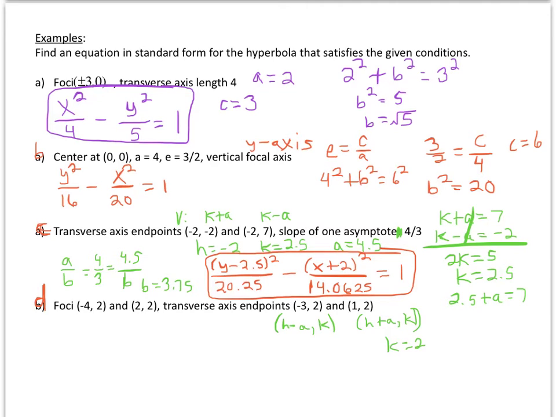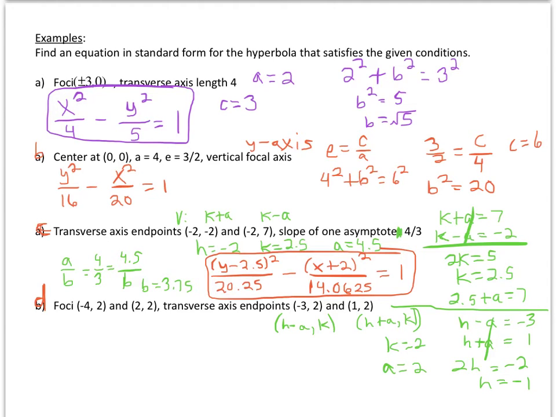Then we can do h minus a equals -3, h plus a equals 1. We can solve that. h equals -1, which means that a equals, if I put in a -1, a equals 2.